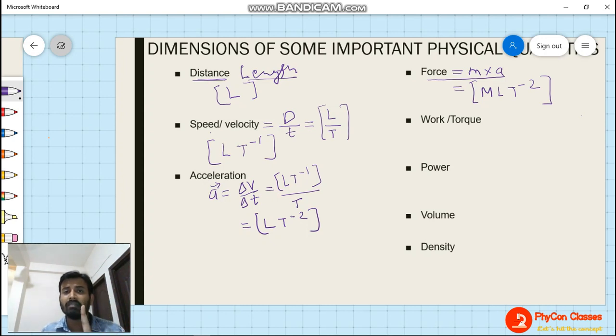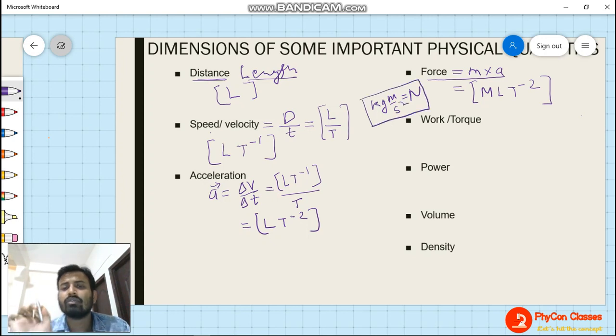The dimension is MLT^-2 and the unit is Newton. And 1 Newton is also written as kg meter per second square. This thing also you remember. Kg meter per second square. The unit of force is kg meter per second square or Newton. Dimension is MLT^-2. Always remember this.